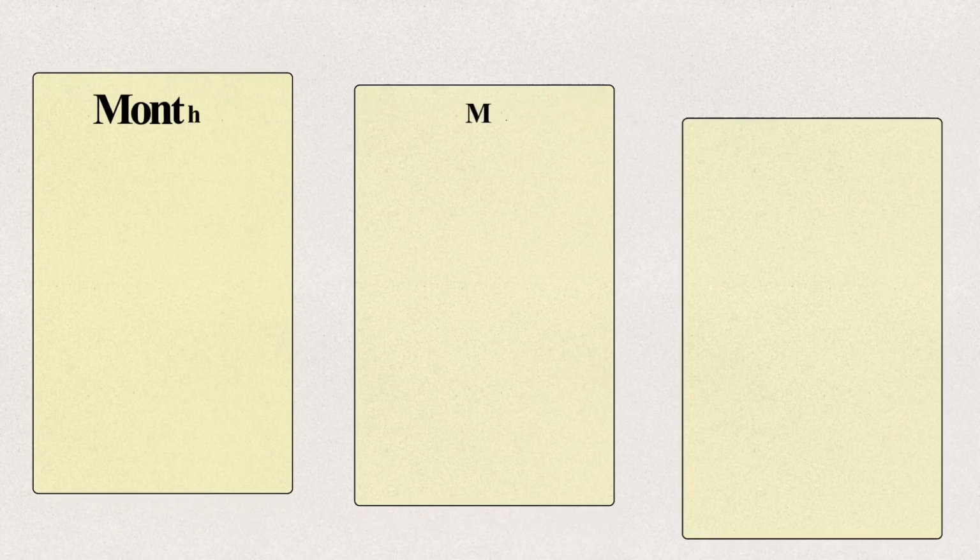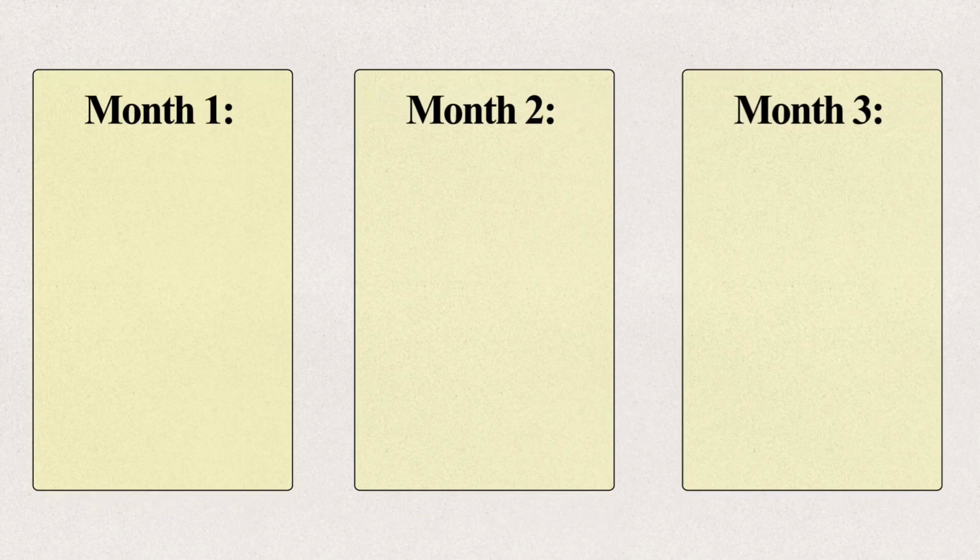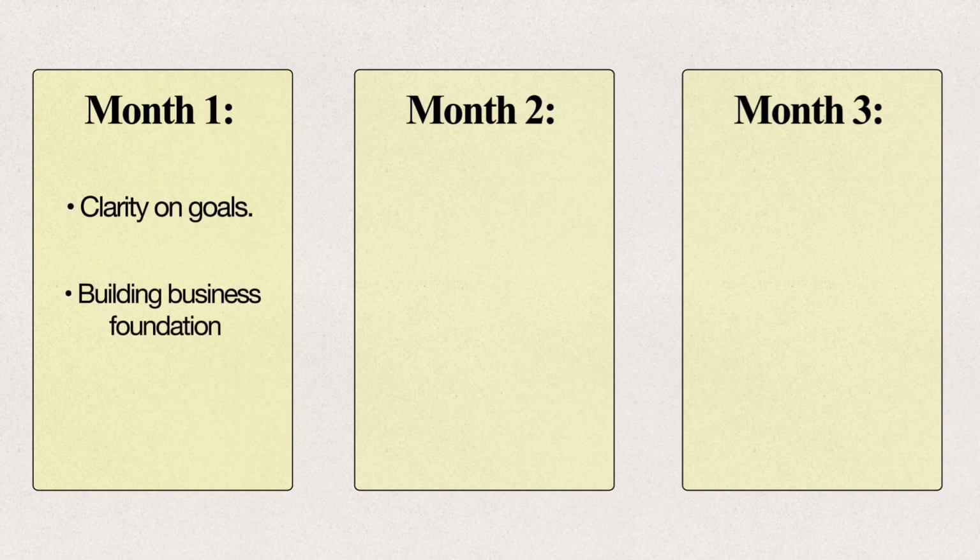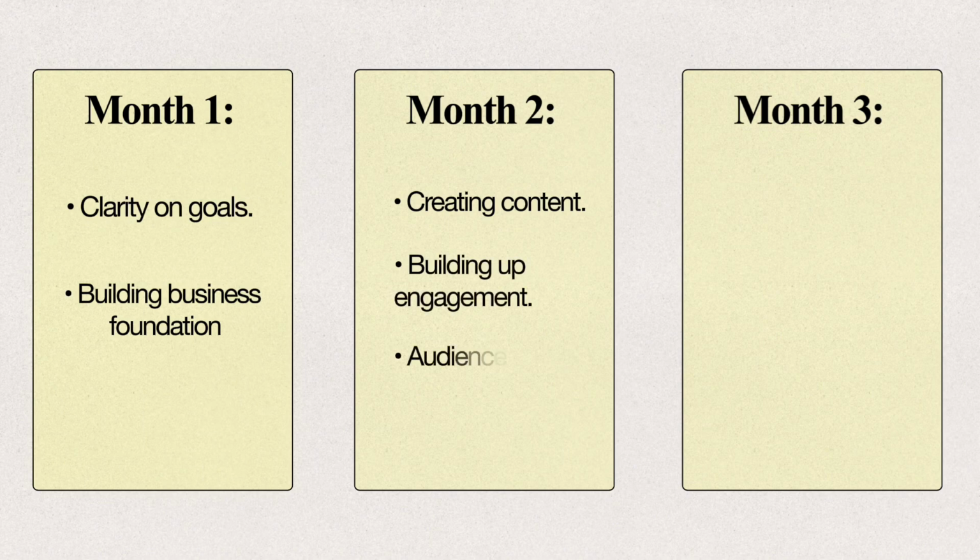For example, for my clients, I know exactly which goals they're going to achieve and when. So with that in mind, I build out a focus for each month we're working together, and I'll lay that out for you right here. In month 1, it's gaining clarity on their goals and building out the foundation of their business. In month 2, we're working on creating content, building engagement, and growing their audience. In month 3, we're working on them securing their first 2 to 3 paid clients.